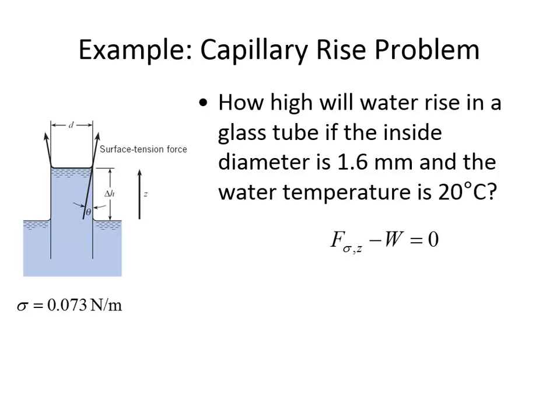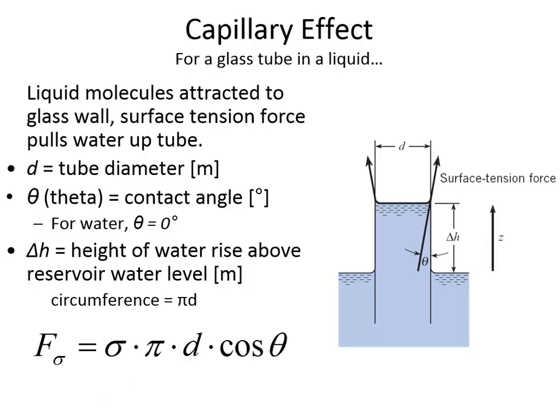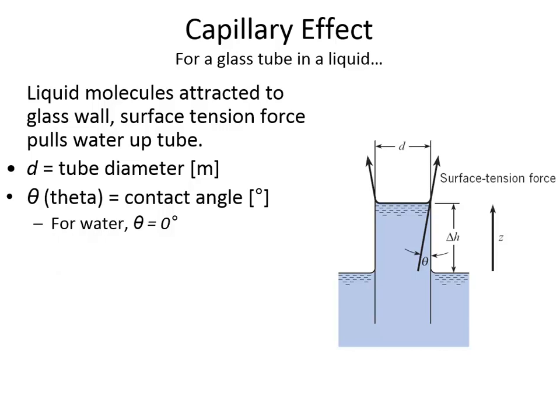The other thing that we know is that we can calculate the surface tension. The surface tension force is going to be equal to the length times the surface tension constant. So the surface tension constant times pi d cosine of the angle. Now, in the previous slides, pi d is the circumference around the tube. That's the length that gets used in a glass tube type problem.